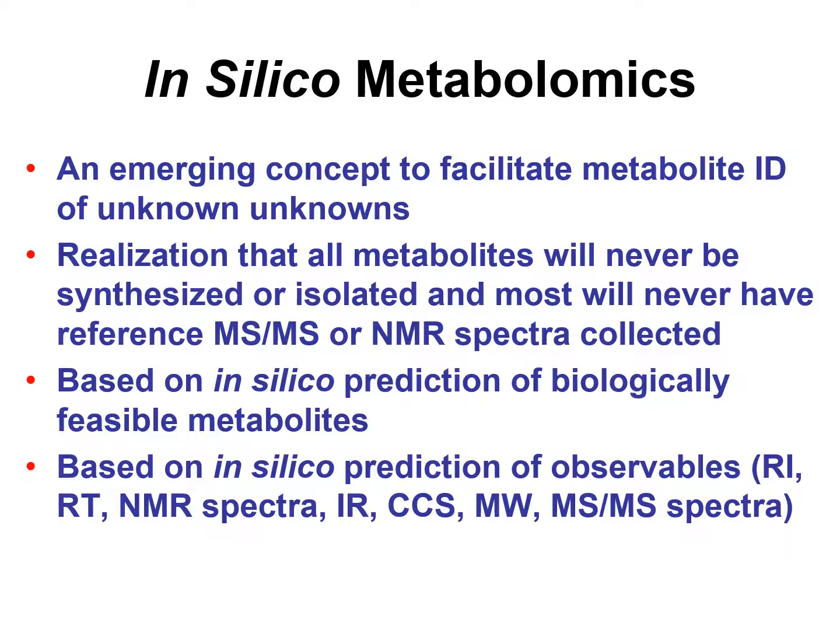The concept is based on in silico or computer-based prediction of biologically feasible metabolites. It's trying to model the transformations that occur in the liver or the gut or in the environment. And it's also based on the in silico prediction of corresponding observables of those compounds. So the retention indices, the retention time, the mass spectra, molecular weight, collisional cross-section, or infrared spectroscopy.